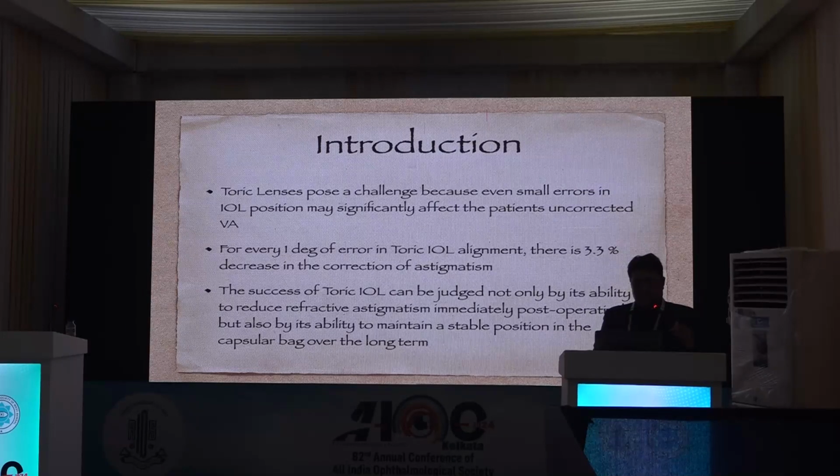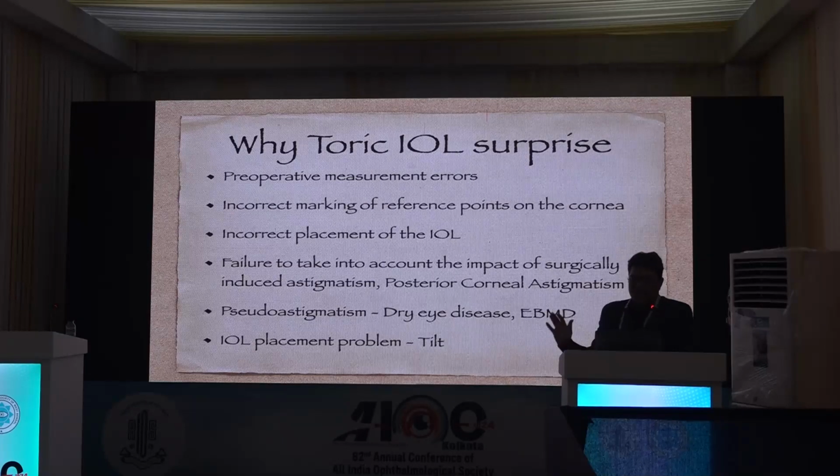So we all know that even small errors in the position of the toric IOL may significantly affect the patient's uncorrected visual acuity. So what are the causes of toric IOL surprise? Firstly, there is a pre-operative measurement error. You didn't measure the keratometry perfectly, or the axis perfectly. There may be a problem in the marking of the reference points of the cornea. So you should always check whether your 0 and 180 marks are in the proper plane or not. So it may give rise to toric IOL surprises.